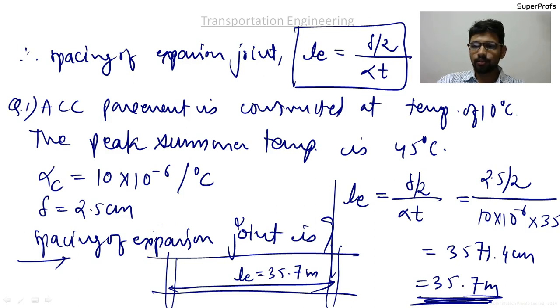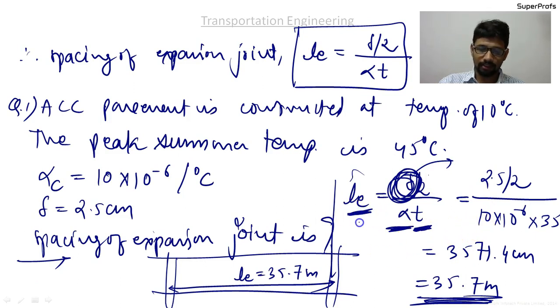So the units: this is in degree Celsius, this is strain per degree Celsius, and this is in degree Celsius, and finally this is the only parameter that is going to have some unit. Since we are putting this value in centimeters, we will get the spacing of expansion joint in centimeters itself.